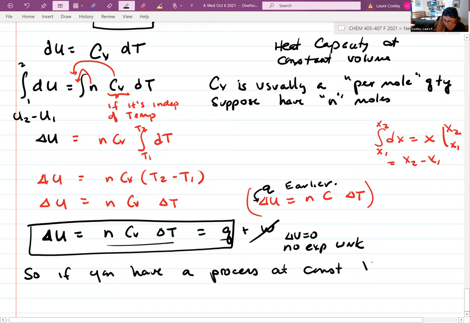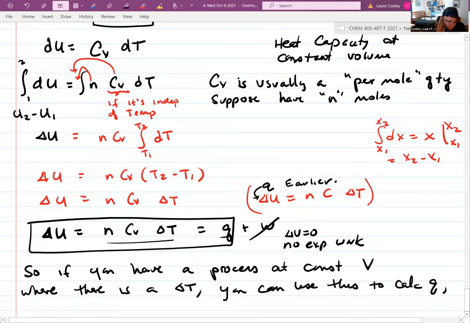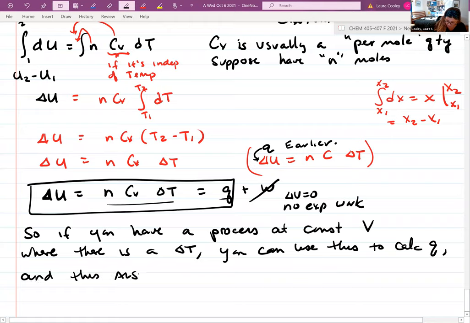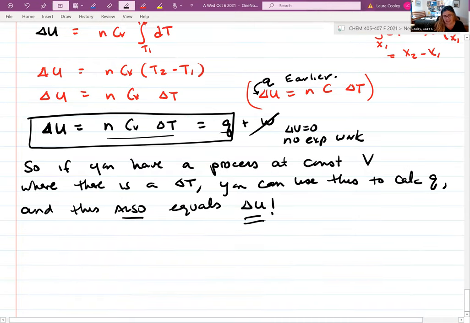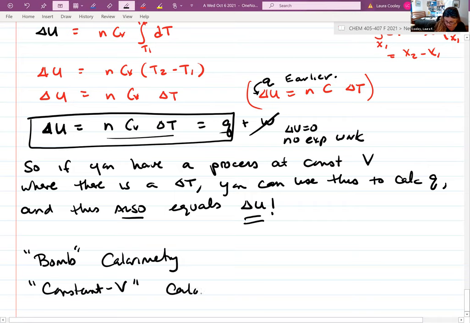And constant volume. So that's really like our first example of how you measure a change in a thermodynamic parameter. Our first one, the change in internal energy. And this is used in a particular kind of calorimetry we call bomb calorimetry, believe it or not, which is another way of saying constant volume calorimetry.